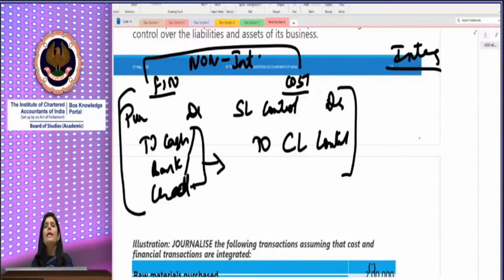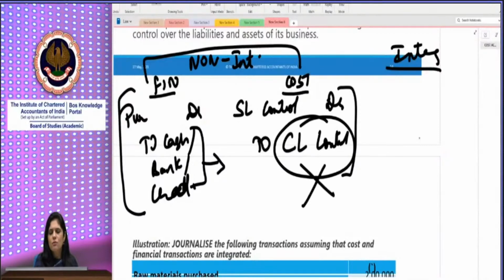Now we have to make integrated. The only difference between integrated and non-integrated is we do not use cost ledger control account. We do not use cost ledger control account. Rest everything is same. I'm repeating.